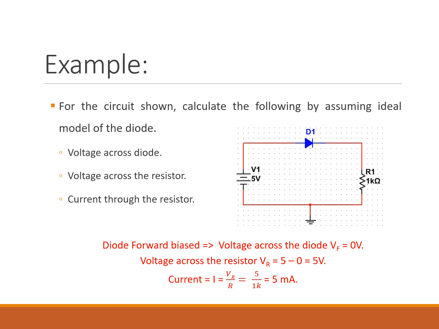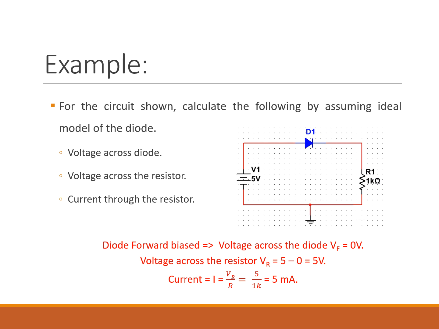Step two, voltage across the resistor. Total voltage is 5 volts. With the diode drop at 0, all of it appears across the resistor. So the voltage across the resistor is 5 volts minus 0 volts, which equals 5 volts. And now step three, current through the resistor. We use Ohm's law to solve for this. I is equal to V divided by R, or 5 volts divided by 1 kilo ohm. That's going to equal 5 milliamps.